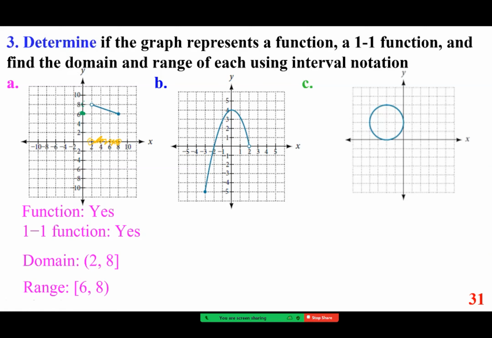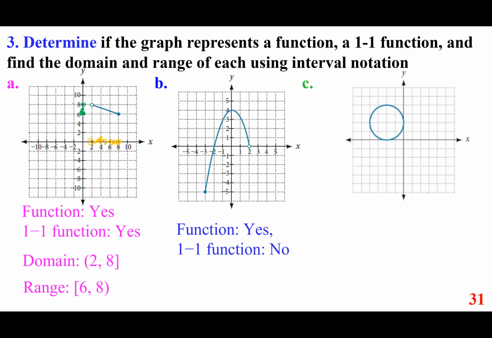This one to this one, this would be the range. So the next one, is this a function? Yes, it is a function because it passes the vertical line test. Is it a one-to-one function? No, because it fails the horizontal line test.